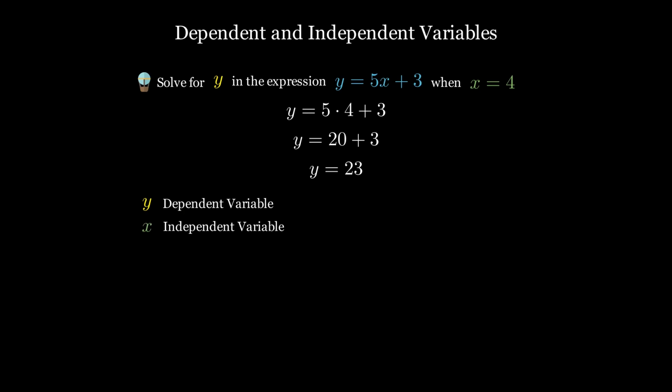If you are unsure of your answer, you can substitute the value of y back into the equation to see if it makes the equation true. So let's do it. We substitute the value of y back into the equation, and the equation becomes 23 equals 5 times 4 plus 3. 5 times 4 is 20, plus 3 is 23, which is indeed equal to 23. Now both sides are the same and the solution is correct.